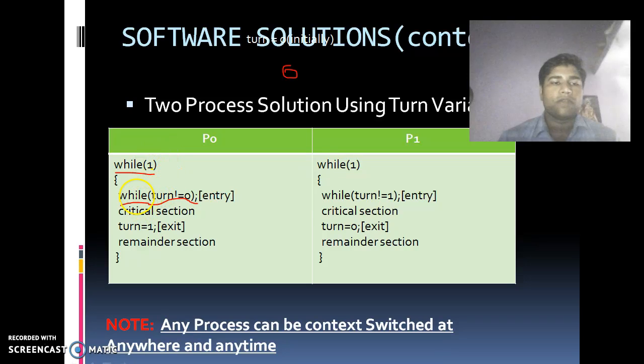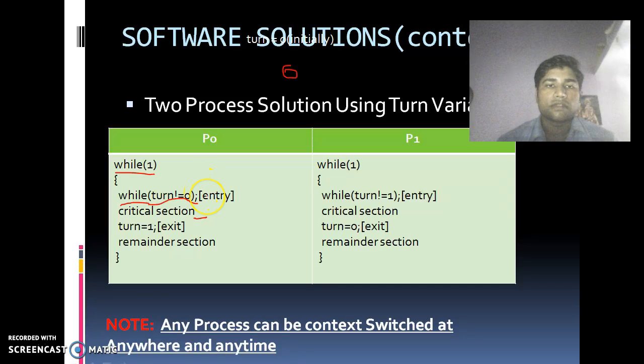So what will happen? This is actually a trap. How? See, now here turn is equal to 0. Turn is not equal to 0 is false. So when this is false, we go out of the loop and go into the critical section. I am repeating again: when turn is equal to 0, this condition is false, so we come out of the loop and go into the critical section.